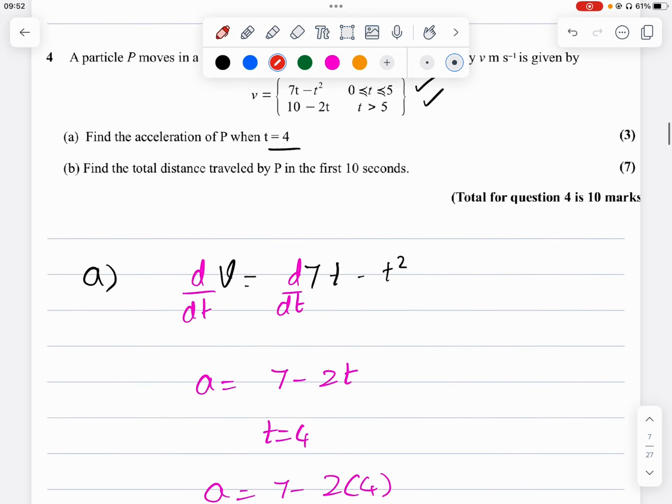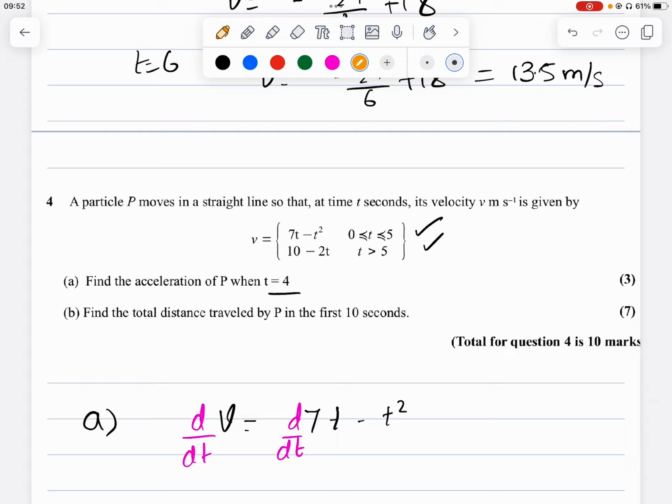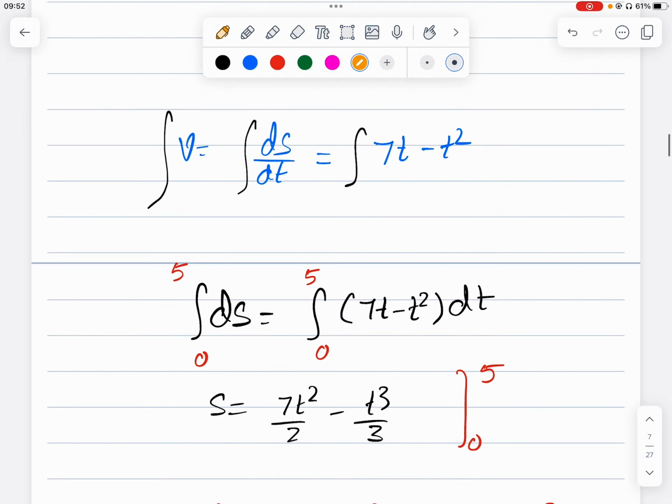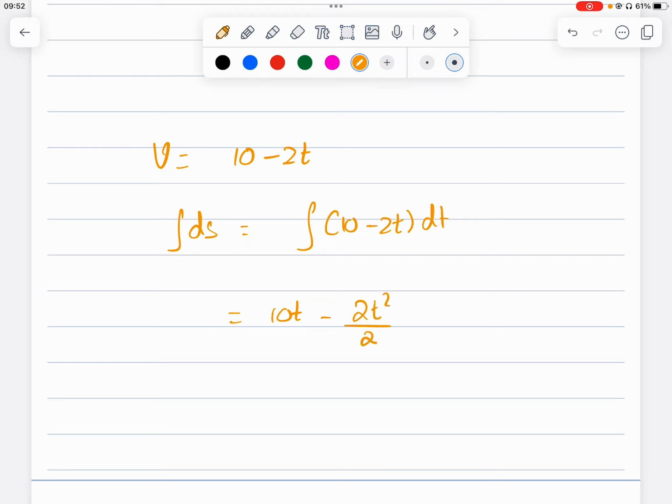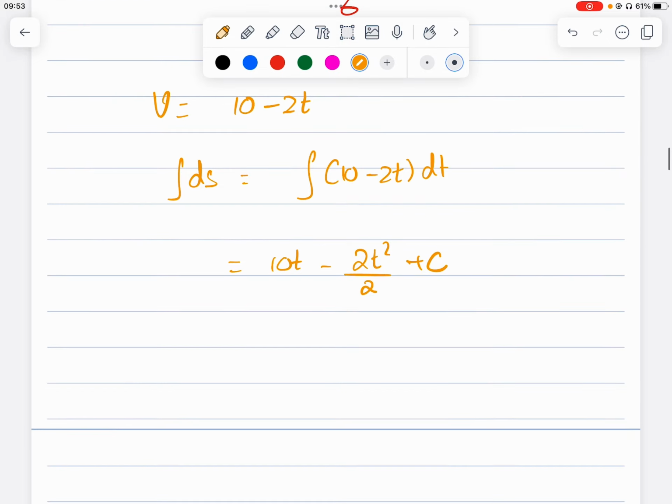Now for 5 to 10 seconds, we have to use a different equation, 10 minus 2t. So velocity equals 10 minus 2t. So integral of ds equals integral of 10 minus 2t dt, which becomes 10t minus 2t square upon 2, plus c. I write plus c to make it much easier.